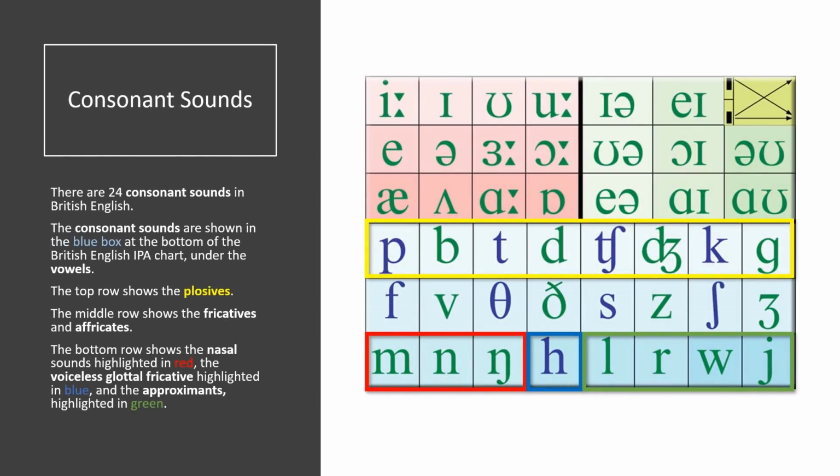Consonant Sounds. There are 24 consonant sounds in British English. The consonant sounds are shown in the blue box at the bottom of the British English IPA chart under the vowels. The top row shows the plosives. The middle row shows the fricatives and affricates. The bottom row shows the nasal sounds highlighted in red, the voiceless glottal fricative highlighted in blue, and the approximants highlighted in green.